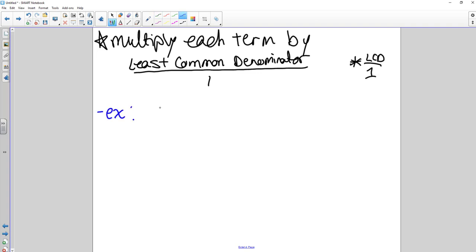So the first one we'll do is x over 5 minus 8/3 equals 2x plus 1/3. So using the strategy of multiplying by the LCD over 1, I'm going to do this to each term. So first of all, I'm going to count how many terms I have. 1, 2, 3, 4 terms. So remember, terms are separated by the equal sign or pluses and minuses.